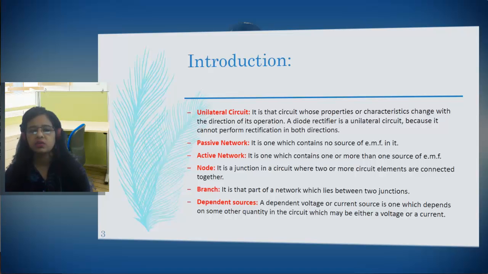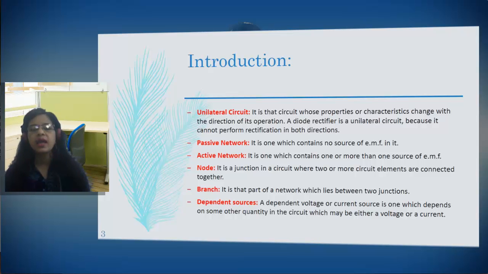Now what is a passive network? A passive network is a network which does not have its own voltage source or its own power source. That type of circuit is known as a passive circuit or passive network. Active also.